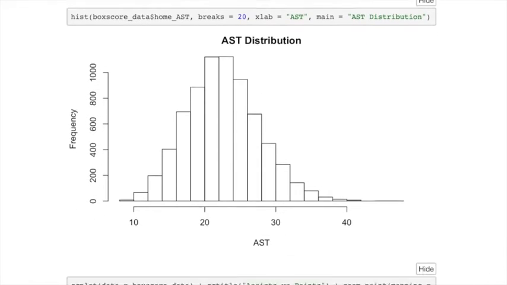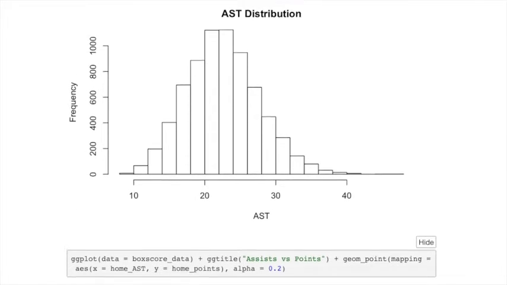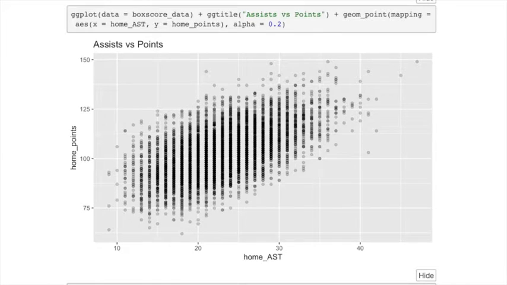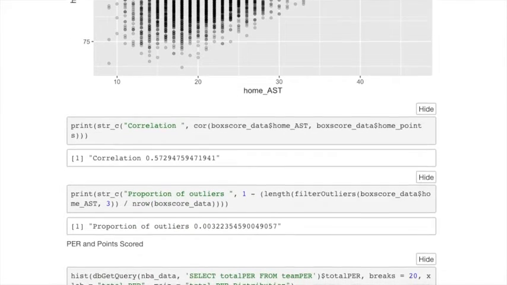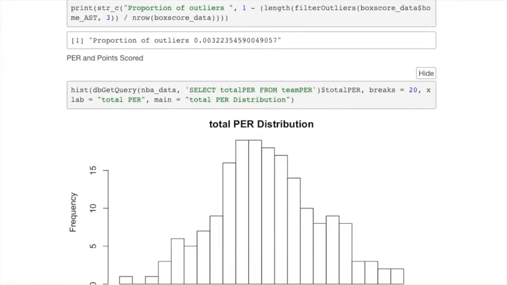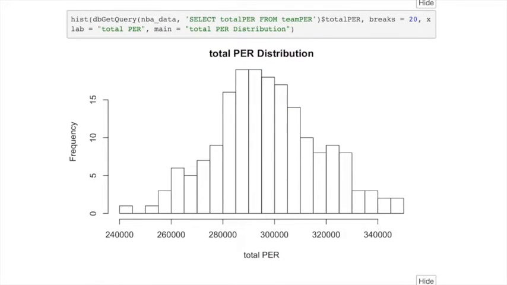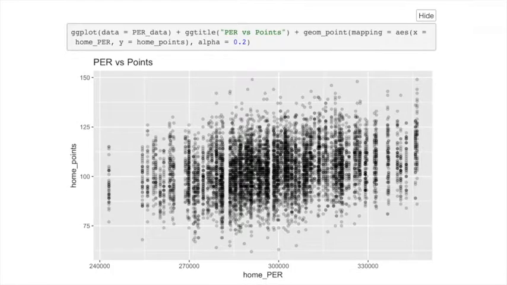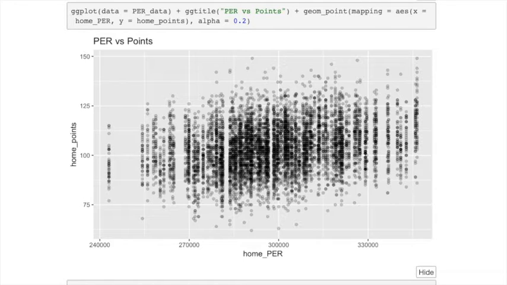And then I pretty much repeated this for assists. Again, normal distribution, a decent correlation, but not as good as field goal percentage, a correlation of about 0.57. And I repeated this for player efficiency for the entire team. And unfortunately, the distribution isn't as good as I thought it would be. Probably because even very good teams with very high PER, like over here on the right, have good games and they have bad games as well.